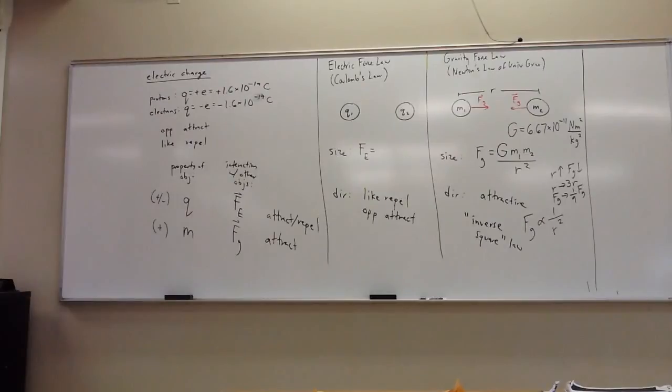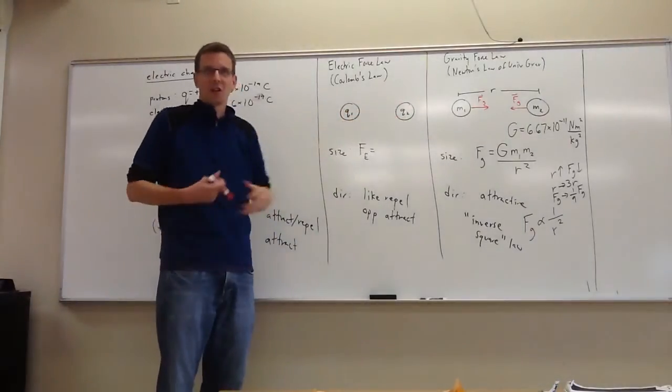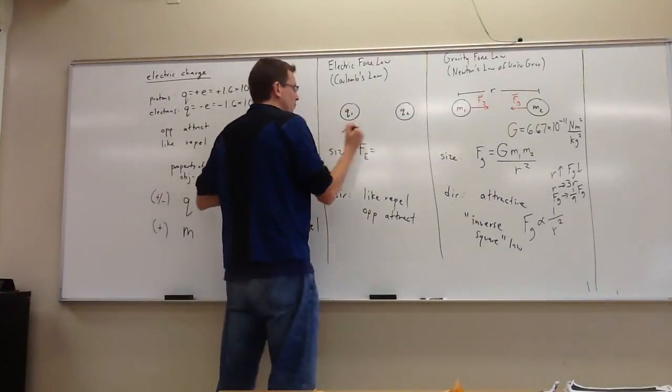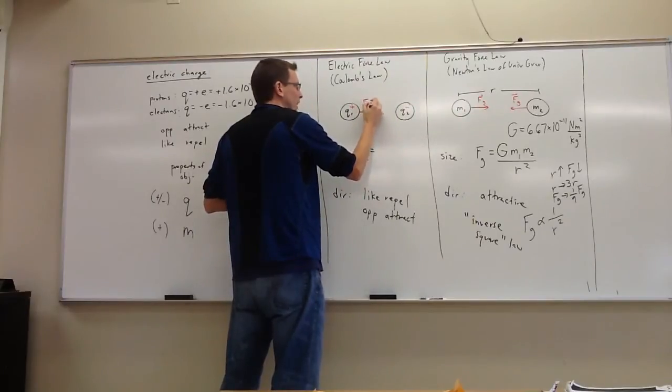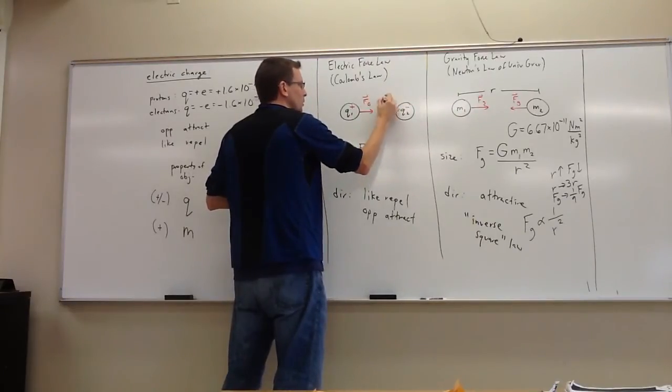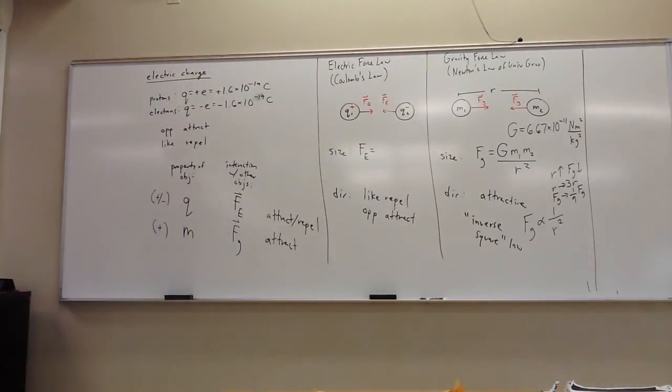I have to be a little careful, of course. I can't commit to saying if it's an attraction or repulsion on the electrical side until I say what the charges are. So for the sake of drawing, we'll make this one plus and this one minus. Then I can draw that as an attraction, like that. Of course, if there were like charges, I'd have to draw them repelling instead.